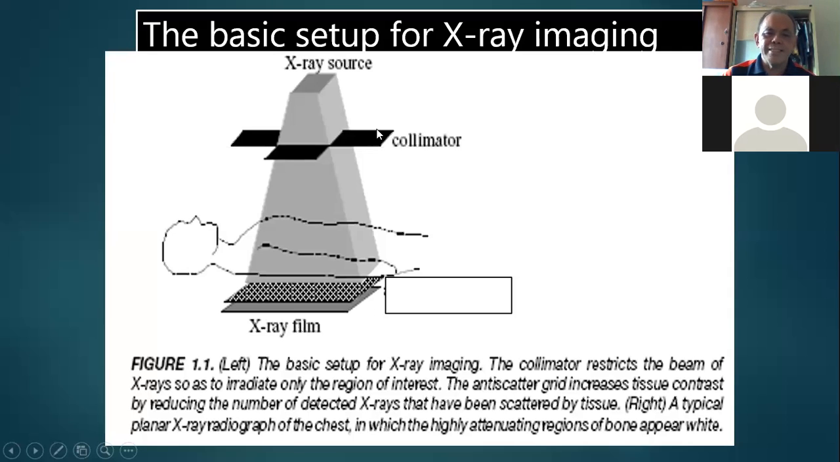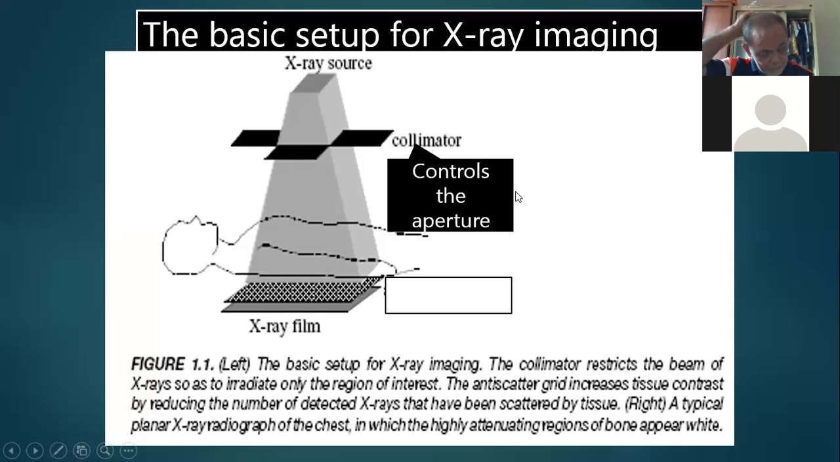Okay, basic setup of X-ray imaging. You have a collimator. This collimator you can push in and push out, that means you can limit the aperture, the hole that the X-ray passes through. You control the aperture, you can make it smaller or bigger. You'll see why. And then you have the grid there, the anti-scatter grid. You will look into that in a while.